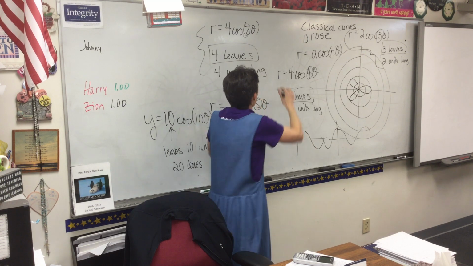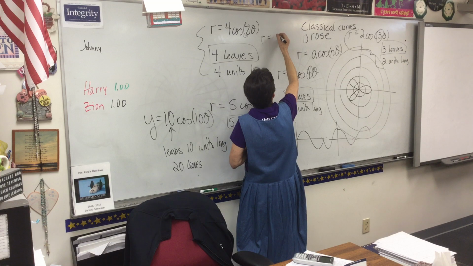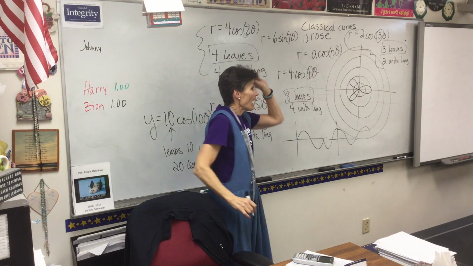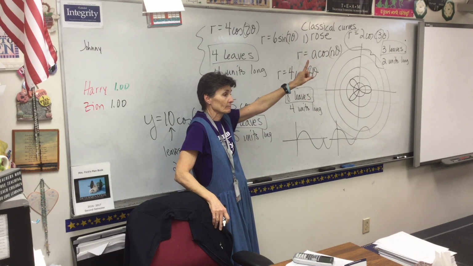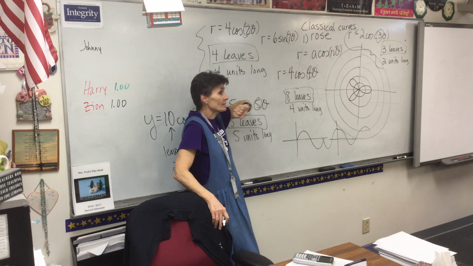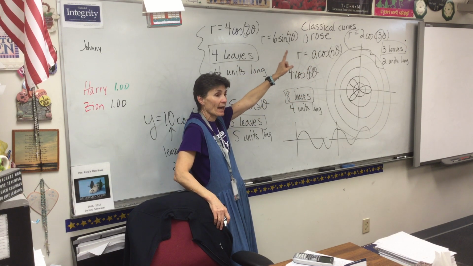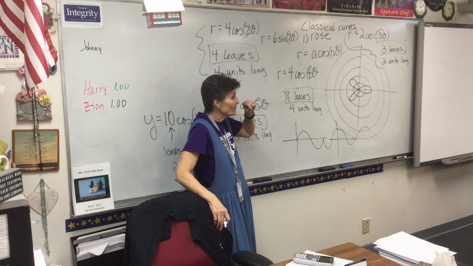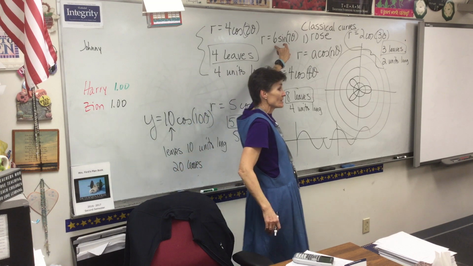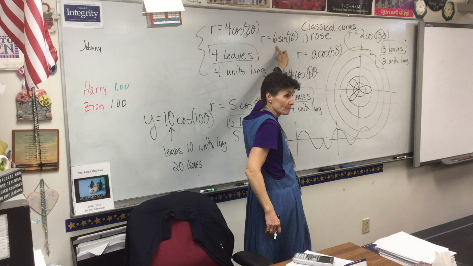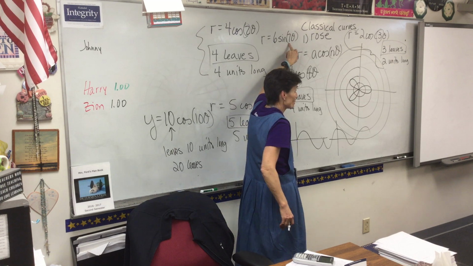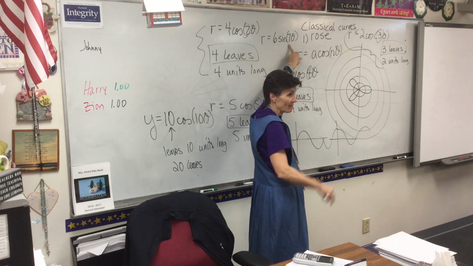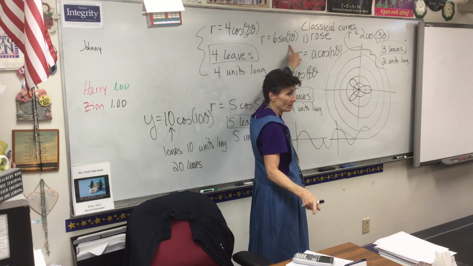Okay? So one more. If we had R equals 6 sine 7 theta, how many leaves is it gonna have? 6 sine 7 theta. Without graphing it, how many leaves is it gonna have? 7. And how long are they going to be? 6. This number tells you how long they are. This number tells you how many there are, but be careful. If it's odd, there are that many. If it's even, there are double that many.